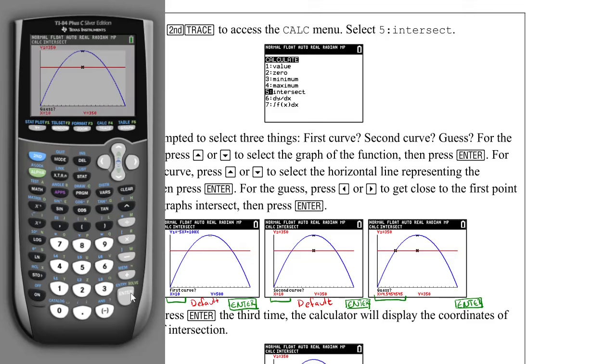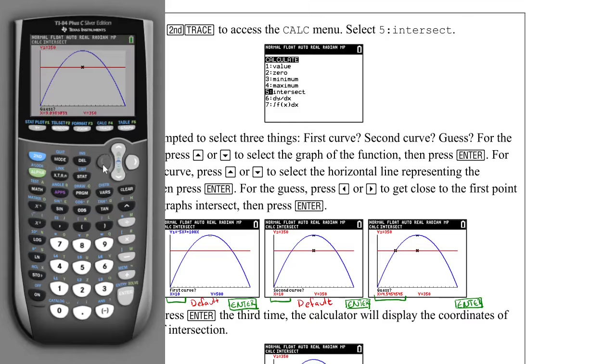The third prompt is guess. We do need to do something for guess. Here's what the guess does. It tells the calculator which one of the 2 points of intersection we actually want. So we're going to get the first point of intersection, the one on the left first.